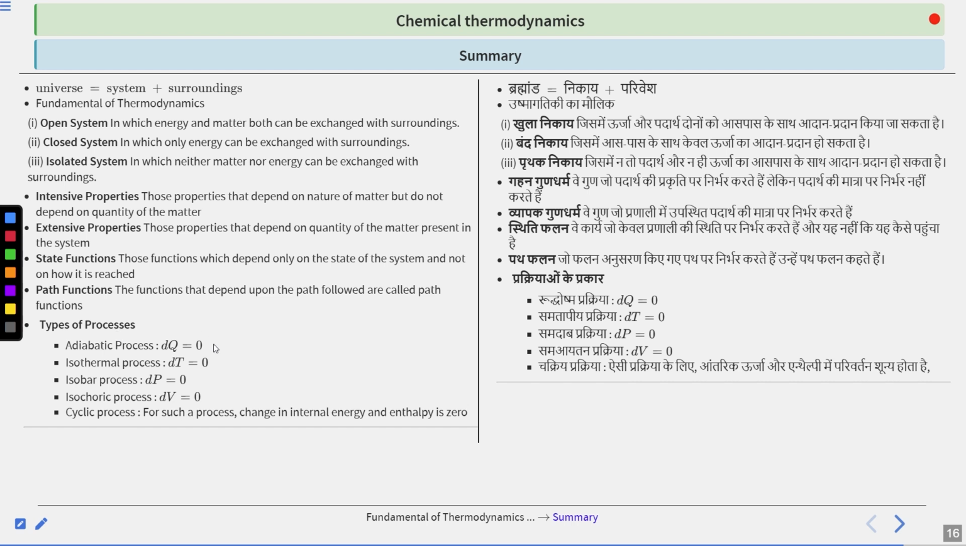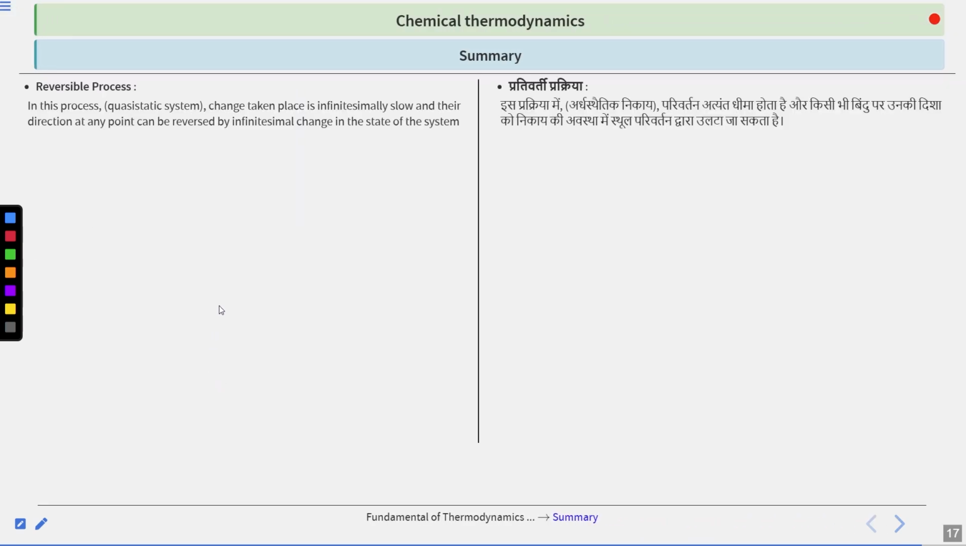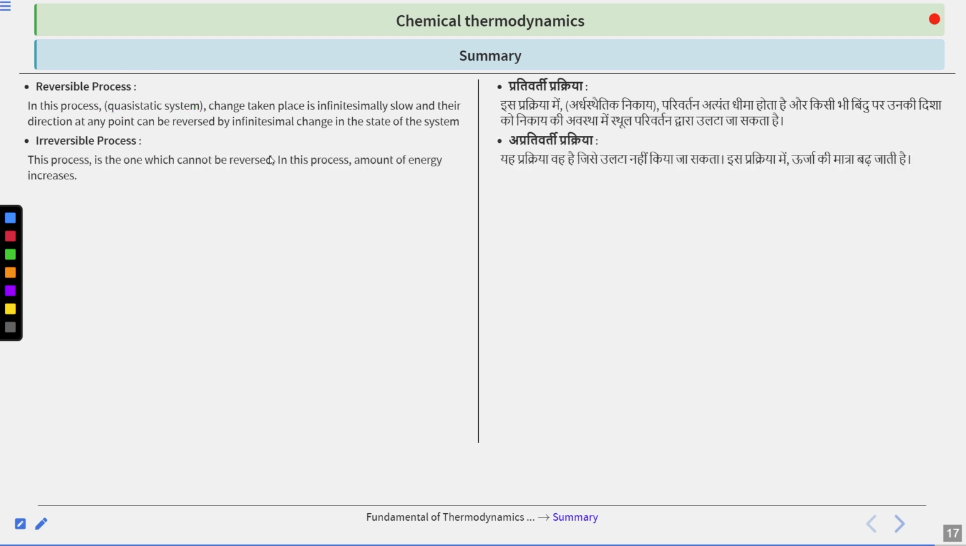If we talk about the types of processes, in an adiabatic process, heat is not supplied. Isothermal, change in temperature is 0. Isobaric, change in pressure is 0. Isochoric, change in volume is 0. And cyclic, where the initial and final states are the same. Next is the reversible process. It is a process which is always in a quasi-static state, meaning from any point it can be reversed to the initial point because we are introducing small changes to do the overall reaction. In an irreversible process, we do the whole reaction in one go and it is not reversible.